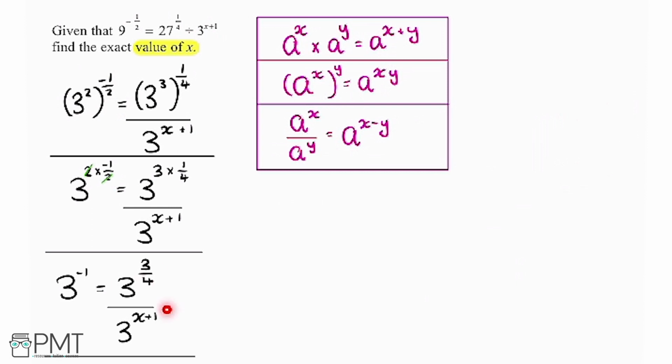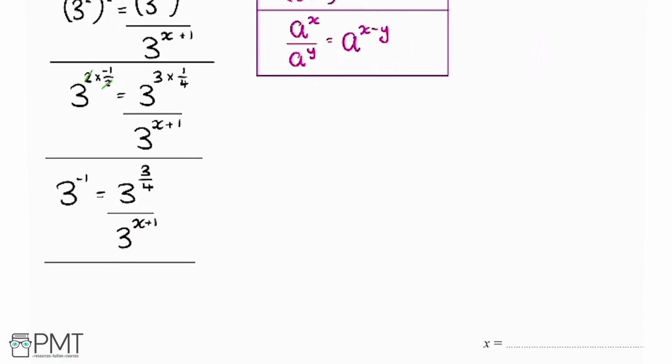Okay, so now we've got a fraction like this. So we could very easily use this indice law here. However, I'm going to use a different technique in this case. What I'm going to do is multiply both sides by 3 to the power of x plus 1. Doing so will leave us with 3 to the power of x plus 1 multiplied by 3 to the power of minus 1 on the left-hand side. On the right-hand side, the 3 to the power of x plus 1's will cancel, leaving us with 3 to the power of 3 quarters.